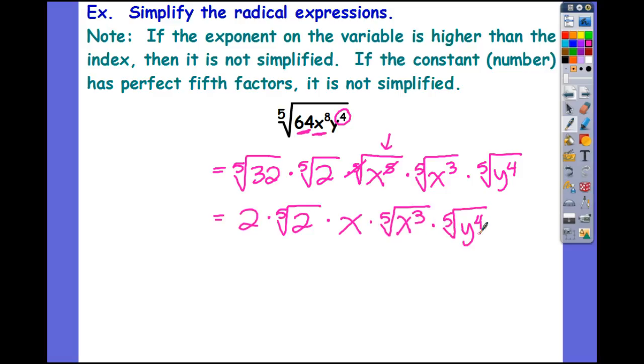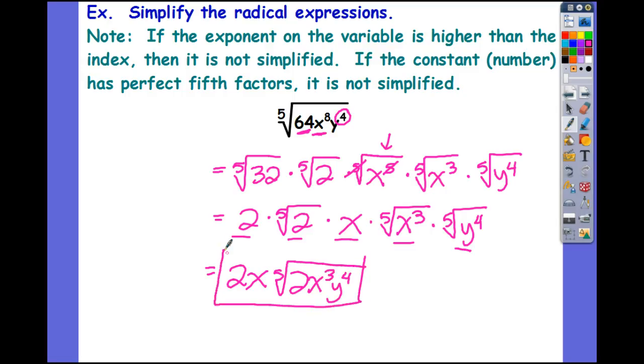I'm going to look at these terms that are outside of the radical sign. Those are going to go out front. Anything that's left under your fifth root is going to stay there. So I have the fifth root of 2, x cubed, and y to the 4th. This is your most simplified answer. Note that the exponents under the radical sign are both smaller than 5.